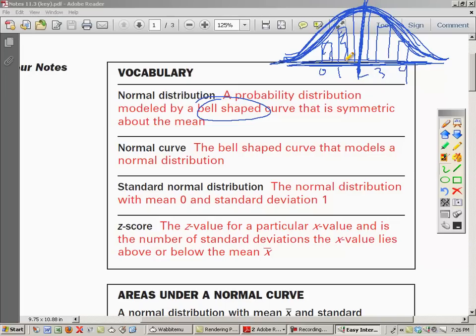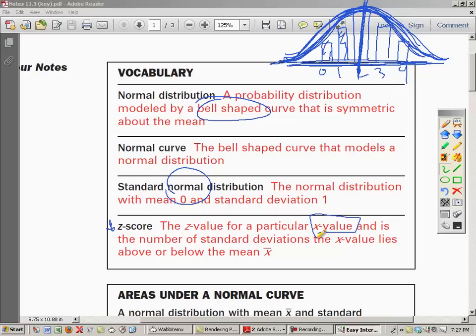The standard normal distribution is a normal distribution that has a mean of 0 and a standard deviation of 1. Now, we can normalize a set of data by using something called a z-score. And all of this may seem completely off task right now, like you have no idea what we're talking about, but eventually we'll get into this idea. We can normalize our data, and then we can use a z-score for a particular x value.